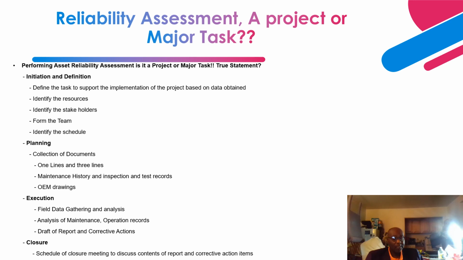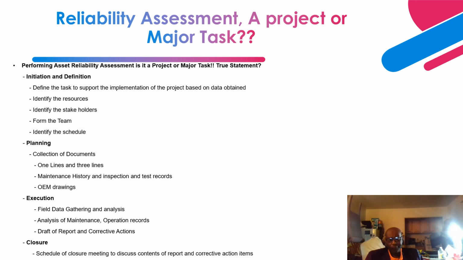Then you need to form the team, and forming the team, basically you need to identify all the different disciplines of engineering that you are going to interact with. And also forming your team, you need to identify the skills that are needed to perform reliability assessment. Then you need to identify the schedule, okay, so you come up with a date.